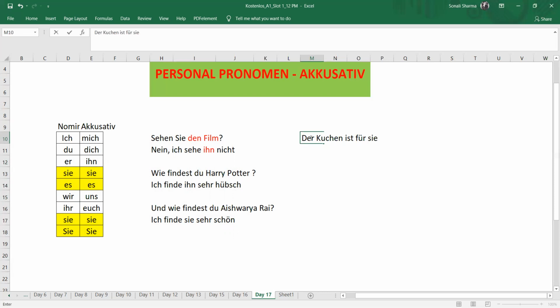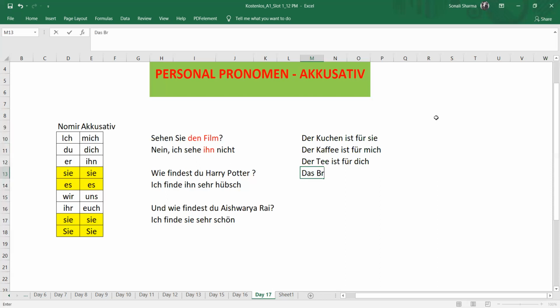That means the cake is for her. So when I say her, that means the sie form. This für is an accusative preposition. Let's check the next one. If I say the coffee is for me, Der Kaffee ist für mich. Der Kaffee ist für mich. Next is, Der Tee ist für dich. That means the tea is for you.